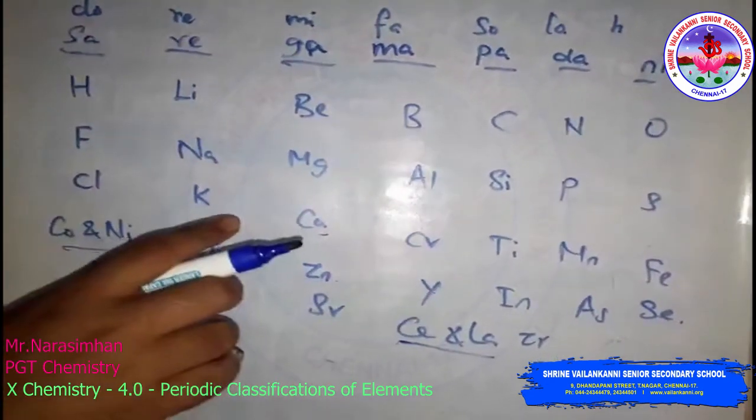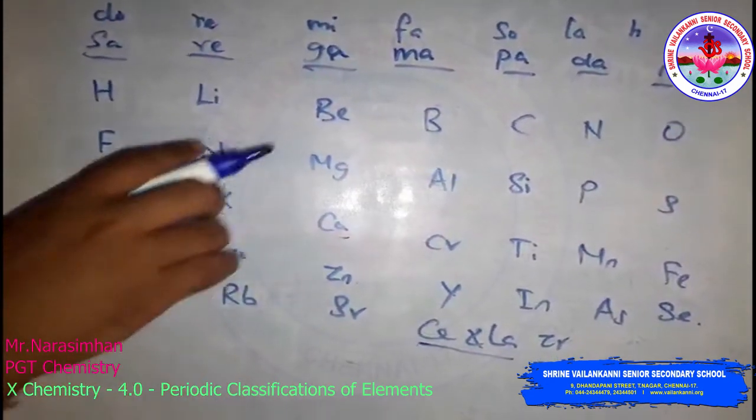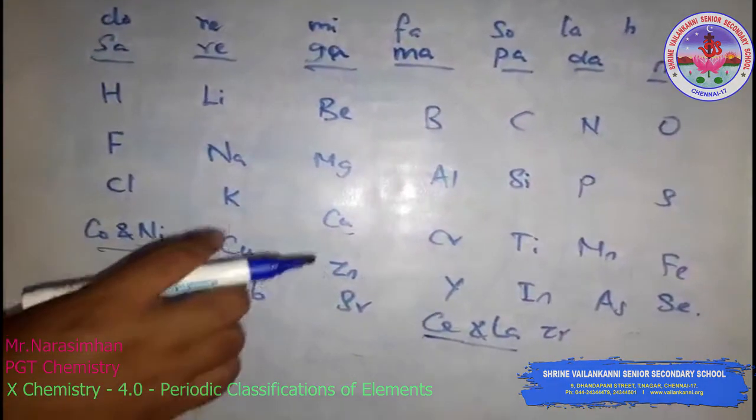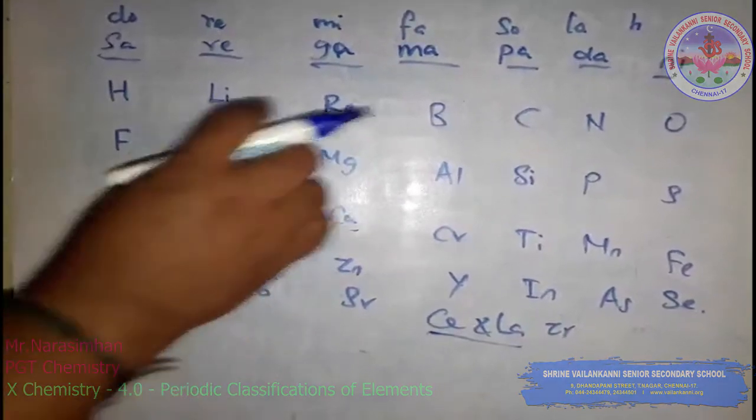His law worked only for the lighter elements. Then next is making order out of chaos, the Mendeleev periodic table.